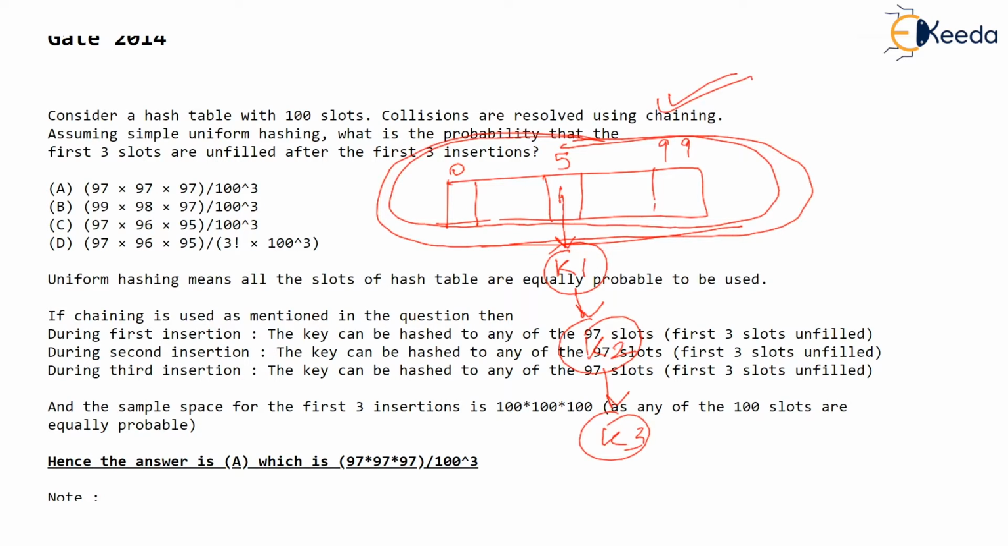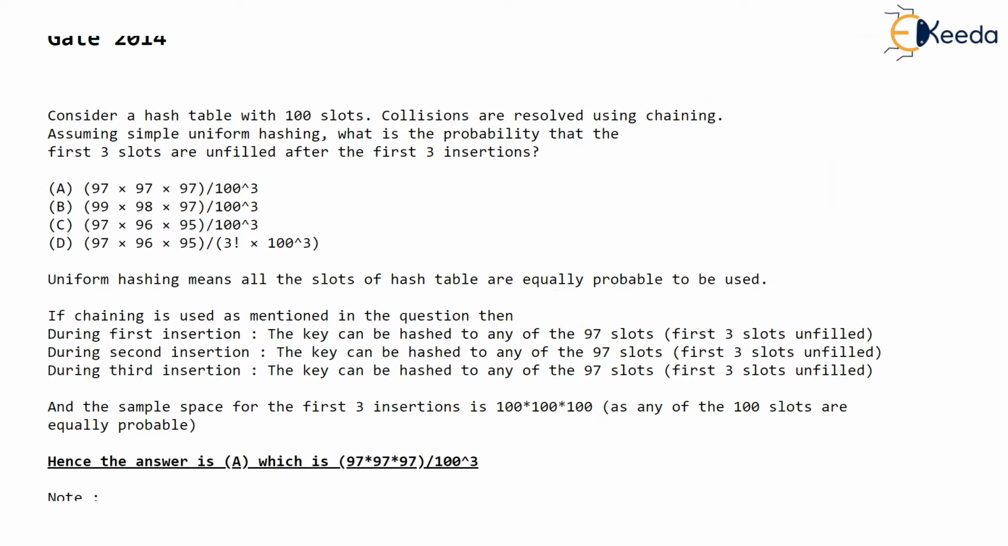But if we were using the linear probing method, then once K1 is stored inside the table, as you see, this element is booked. So the first time you had 100 places, but the second time you have 99 and the third time you have 98 places. So the sample space would be 100 into 99 into 98. So I hope you have understood that the denominator of this probability formula should be 100 cube.